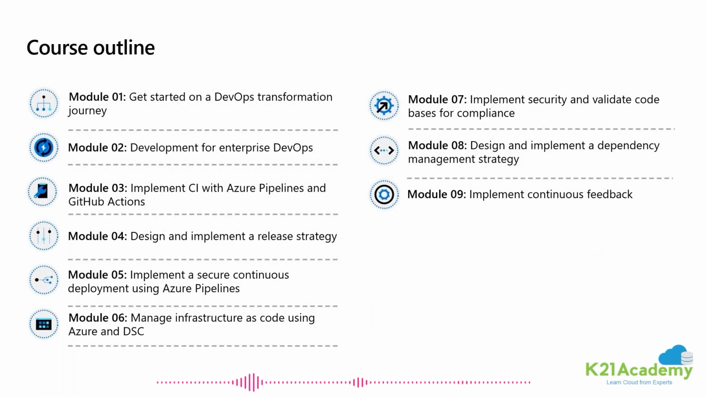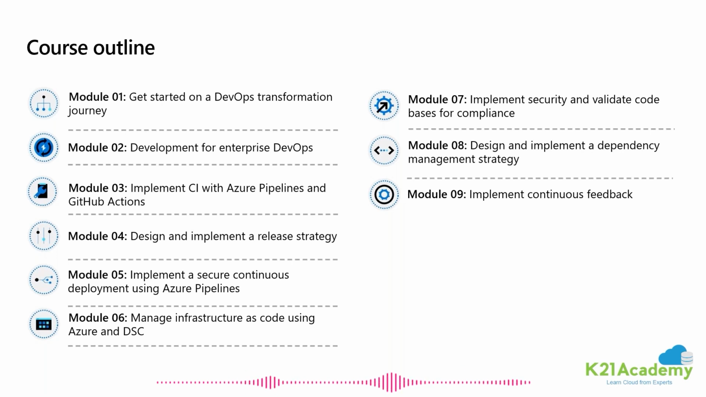The latest course outline would be this. You will be learning from module one, which covers getting started on the DevOps transformation journey. Module two is about developing enterprise DevOps. Module three is about implementing continuous integration with Azure Pipelines and GitHub Actions. Module four talks about designing and implementing a release strategy. Module five is about how you implement the continuous integration and delivery pipelines with security.